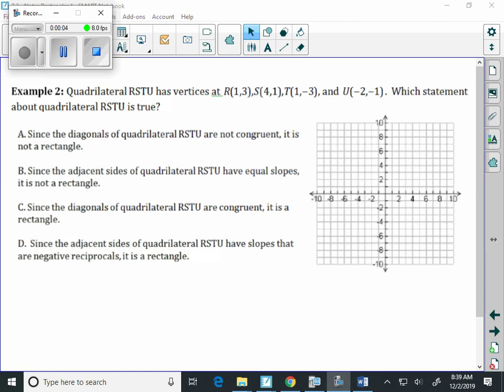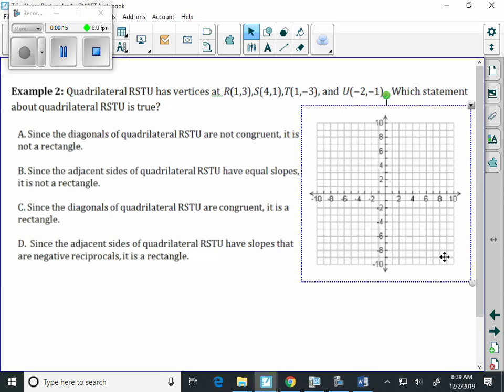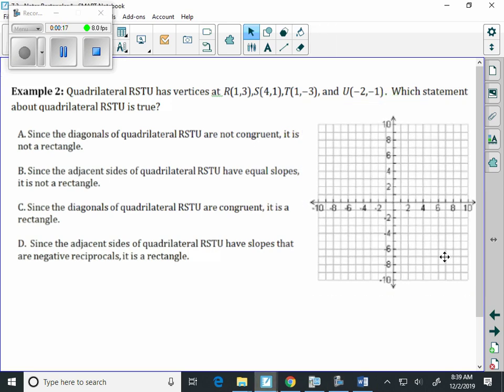So here we go on our second page. Quadrilateral RSTU has vertices of those four ordered pairs. Which statement about quadrilateral RSTU is true? So we can graph it here to maybe help us see.